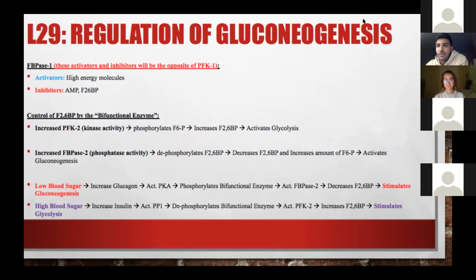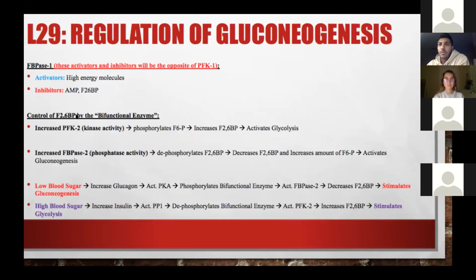And so now in terms of regulation for gluconeogenesis, this is a little annoying because it's a little confusing. So I'll go through it, but you have your PFK1, right? PFK1's bypass reaction is going to include your FBPase1. And if you think about gluconeogenesis, it needs those high energy molecules. So it's going to be activated by high energy molecules such as ATP, GTP. It requires ATP and GTP, as we looked at. And the inhibitors are going to be those low energy molecules.